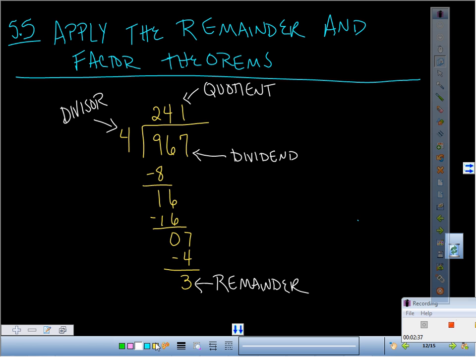Okay? The remainder. Now, do you remember how you used to write the answer? You would say, oh, this is 240, no R, 241 and 3/4. That's exactly it. You took the remainder and you put it over the divisor. 241 and 3/4. That's what we're going to do. Okay? I'm going to write R. 4 goes into 967, 241 and 3/4 times.